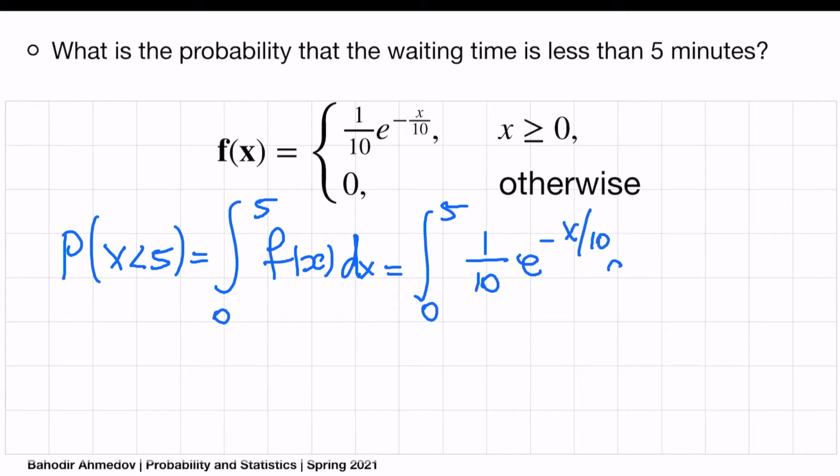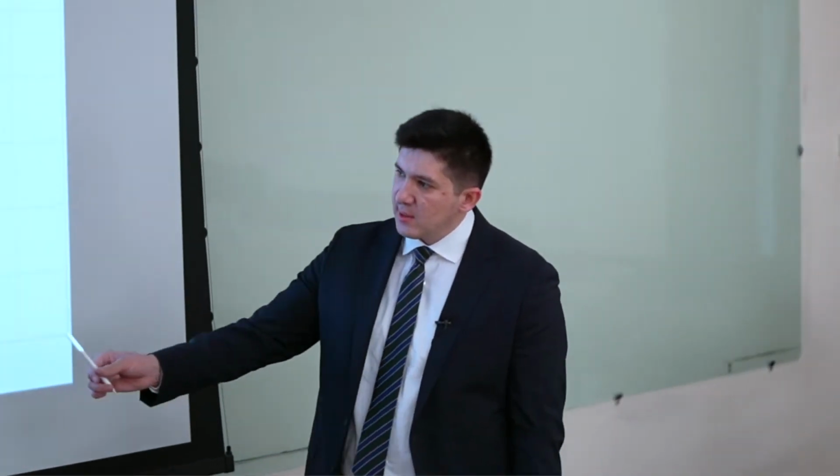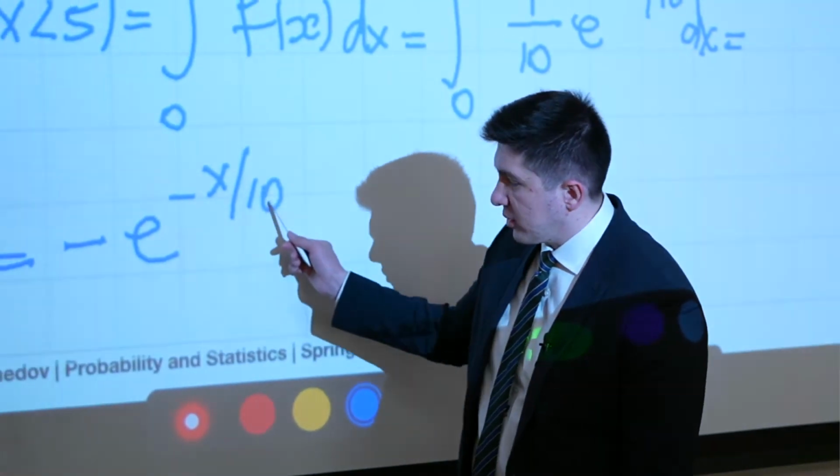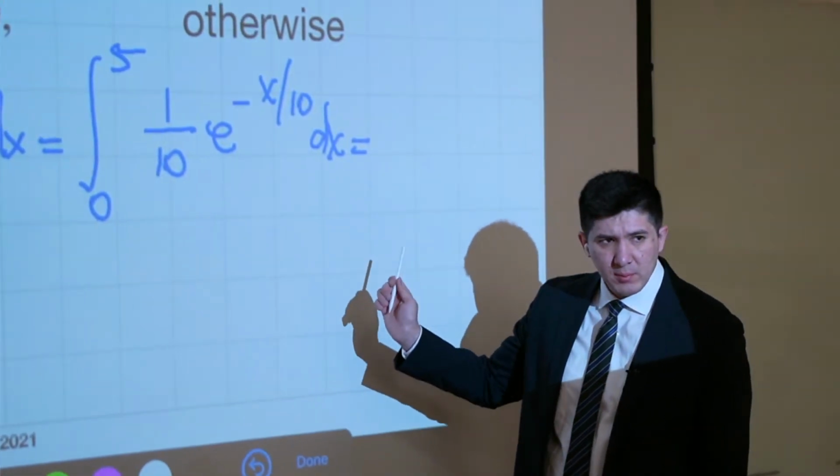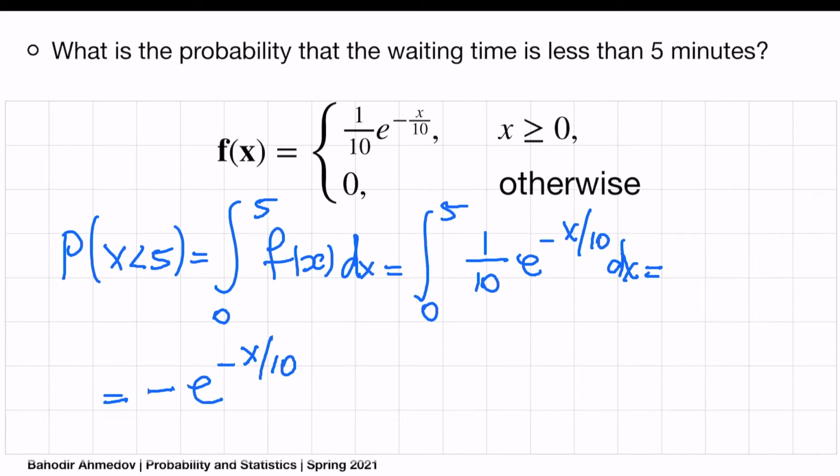dx. And I'm going to take its antiderivative again. So the antiderivative of this term is going to be minus e to the power of minus x over 10. Right? Because if you take the derivative of minus e to the power of minus x over 10, you're going to get exactly this term. So we have to substitute 0 and 5. If you substitute the 5, it's going to be minus e to the power of minus 1 over 2. If you substitute the 0, it's going to be simply 1.